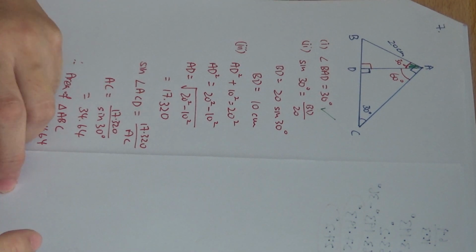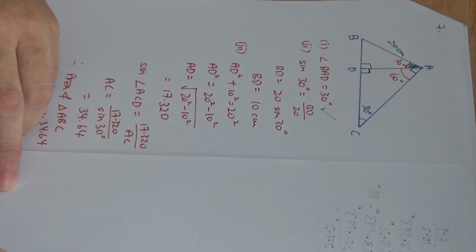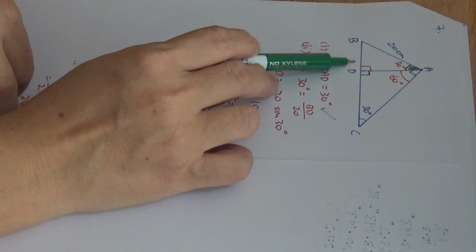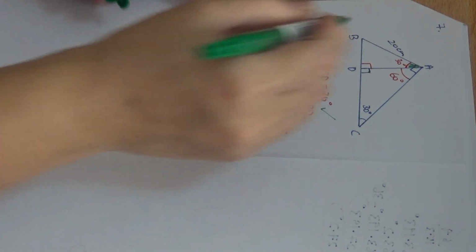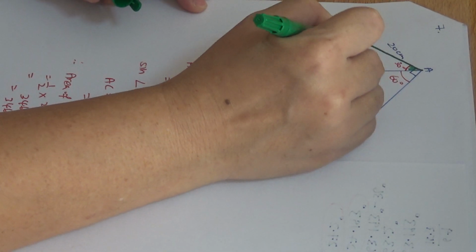Let's take a look at part 2. They want to find the length of BD. BD is here. Now I need you to look at this triangle here.